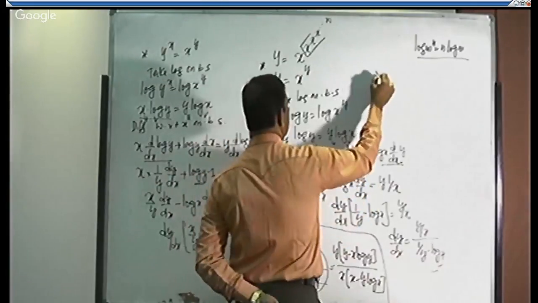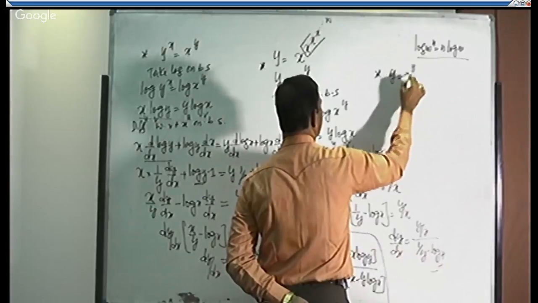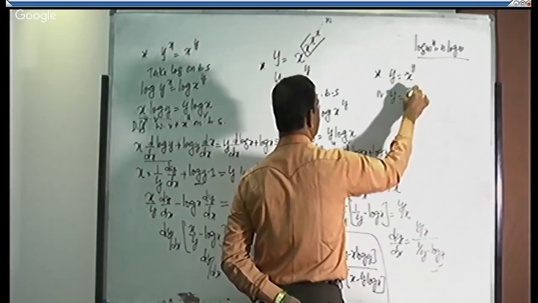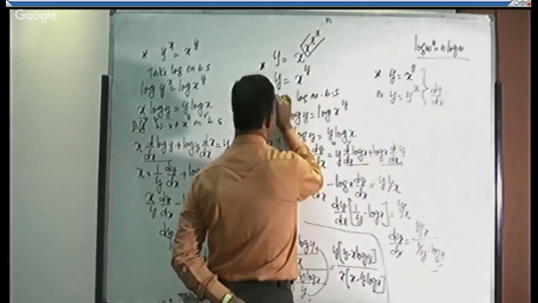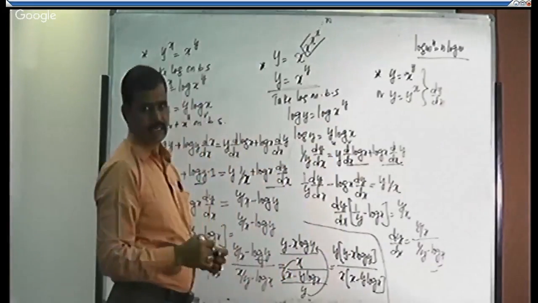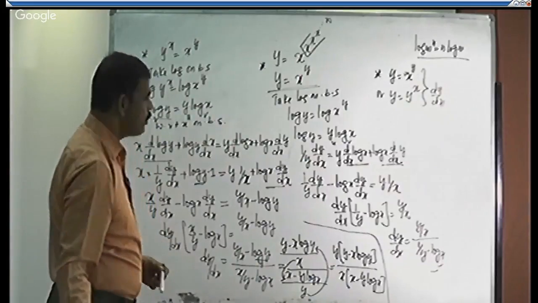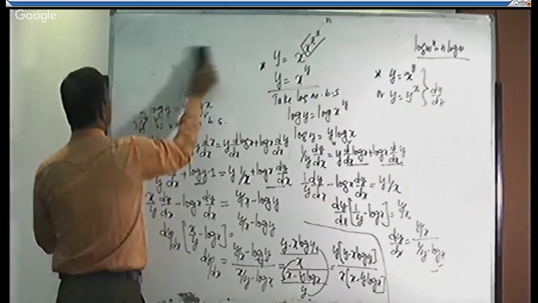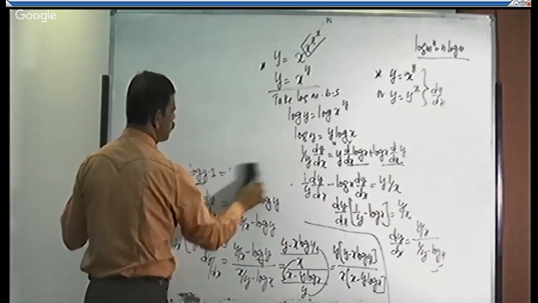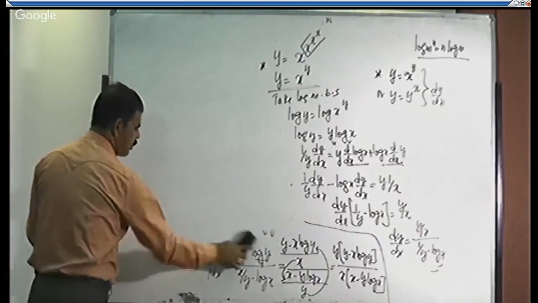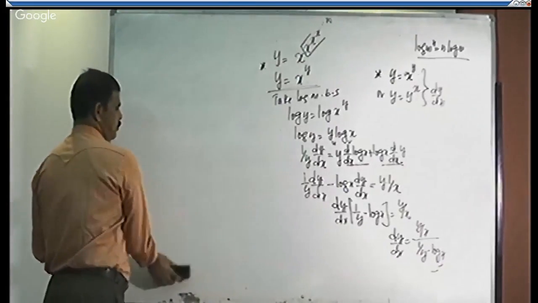Sometimes they give you only this part: if y is equal to x to the power of y, or y is equal to y to the power of x, find dy by dx. Use the same procedure. So like that, for any given function to the power of function, we have to take log on both sides, and then use the laws of logarithm to make it into simplified form. Then we have to go for differentiation. This is the procedure we need to follow for such functions.